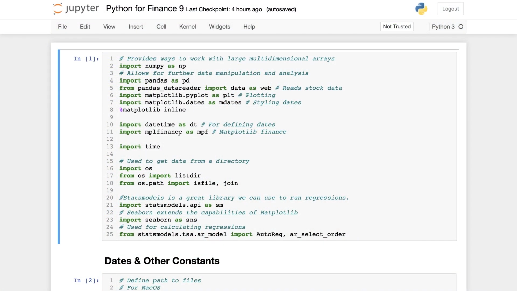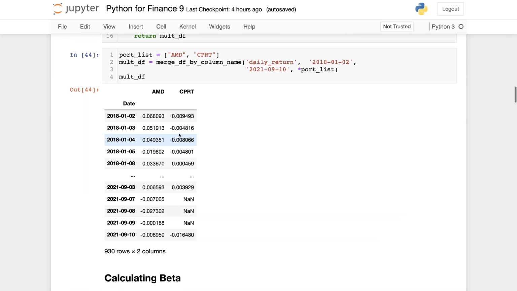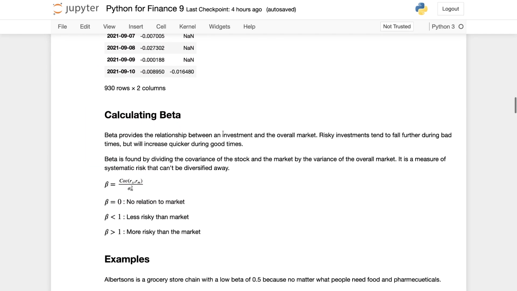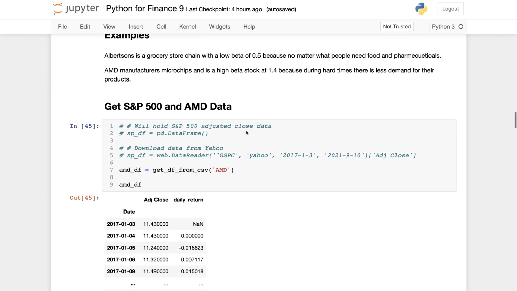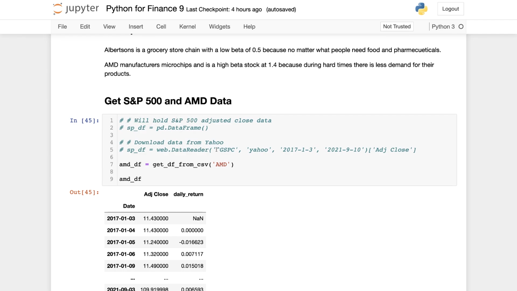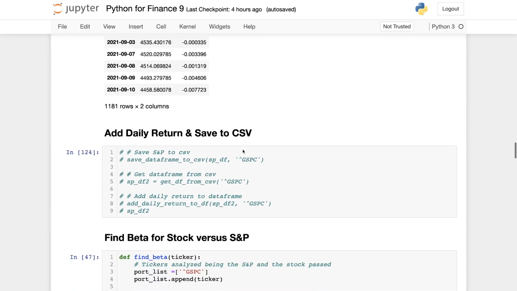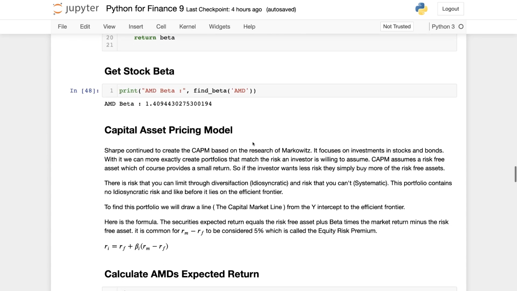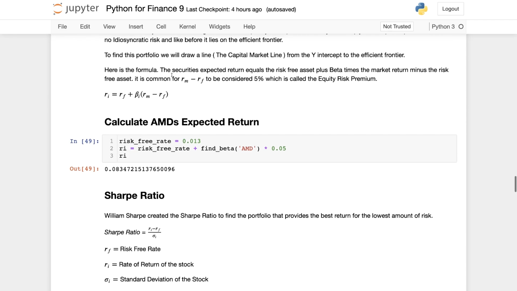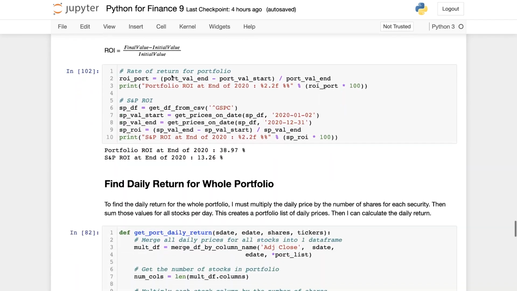As you can see here, much of the same stuff as we had before is already pre-built, but what we're going to be doing now is getting into calculating beta. Like I said, we're going to be going over all these formulas and what they mean. We're going to have to get S&P 500 data to compare against our portfolio to calculate beta and alpha. We're going to be updating daily returns. We're going to be finding the beta for our portfolio versus the S&P 500, talking about the capital asset pricing model, the Sharpe Ratio, and then calculating return on investment.